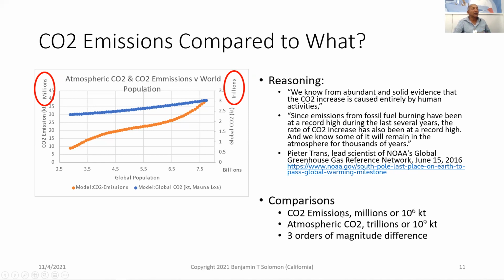But then if you look at the magnitude, CO2 emissions are on the order of 10 to the power 6, whereas atmospheric CO2 is on the order of 10 to the power 9, which is 3 orders of magnitude difference. That tells us something very important. It may not be carbon emissions that are causing global warming.